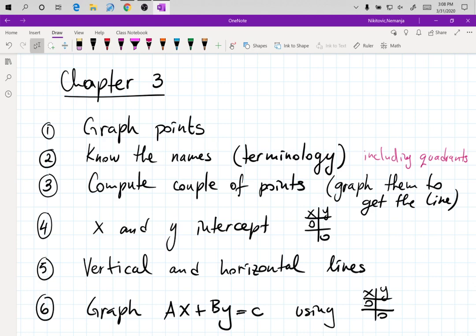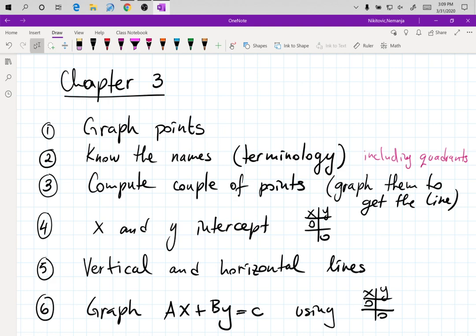So chapters 3 and 4: ability to graph the points and figure out which quadrants, know all the names and terminology in terms of the origin, axis, point, ordered pair, all of the words, which is called terminology, right? All of the terminology we learned regarding chapters 3 and 4, which includes quadrants, right? So quadrants 1 through 4.